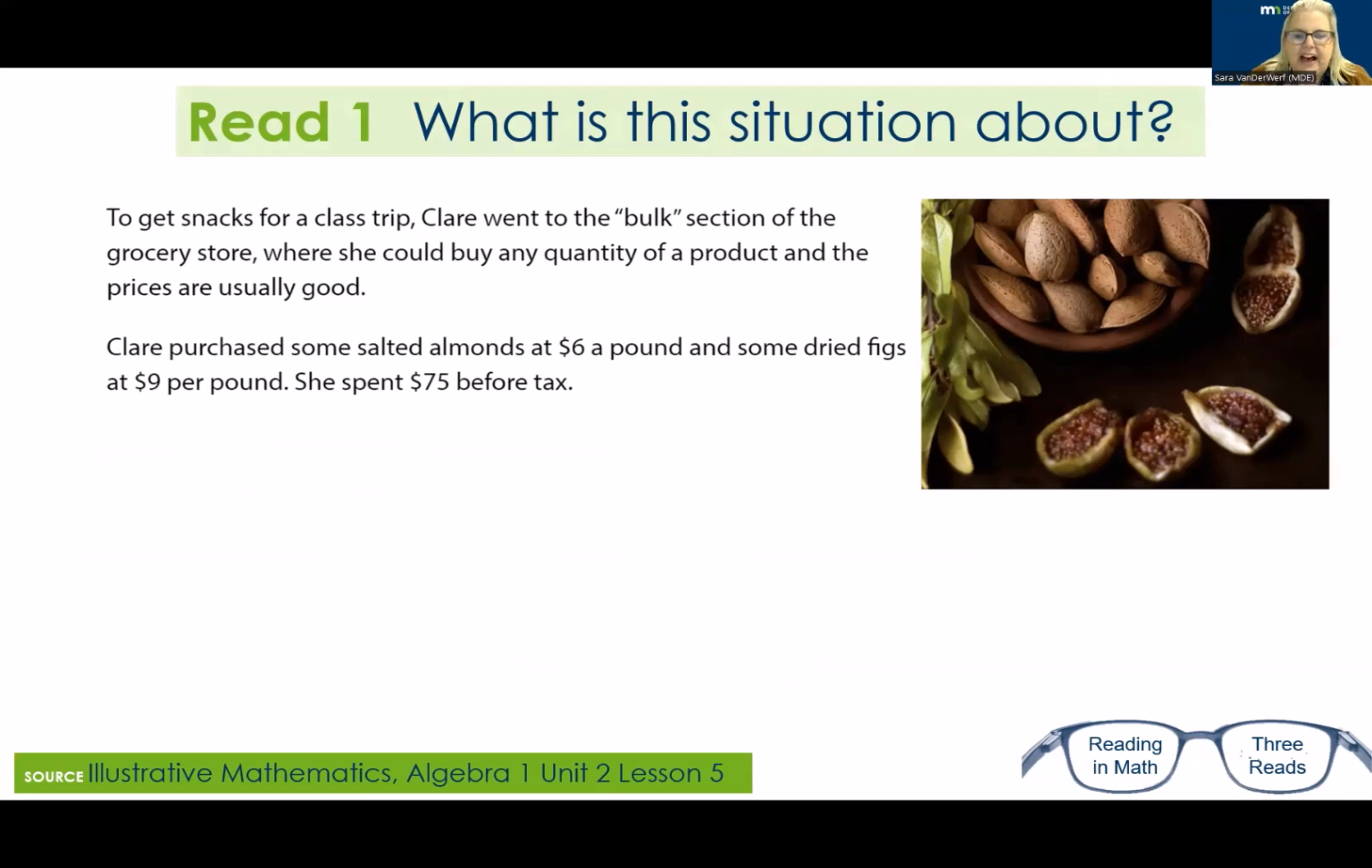Here we go. To get snacks for her class trip, Claire went to the bulk section of the grocery store, where she could buy any quantity of a product, and then the prices were usually good. Claire purchased some salted almonds at $6 a pound and some dried figs at $9 per pound, and she spent $75 before tax.